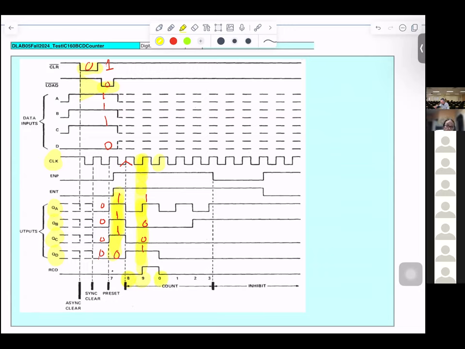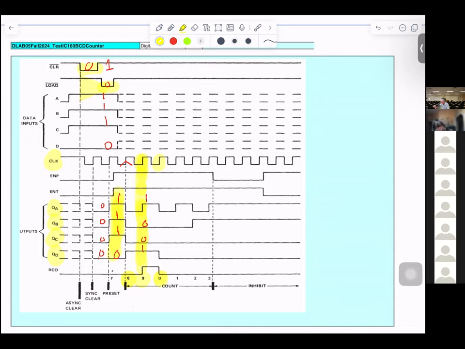I already told you, counting up will be 0 to 9 to 0. Up only, not down. You can say 0, then it goes up 1, 2, 3, and keeps going. The only thing is, this counter will be controlled by the clock.